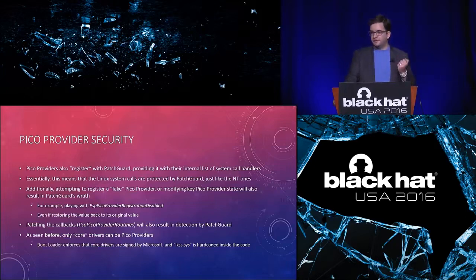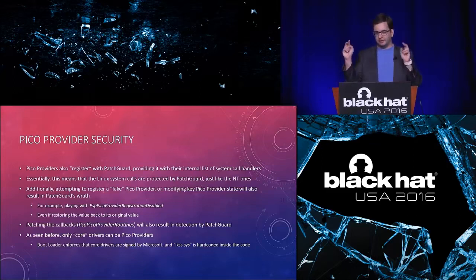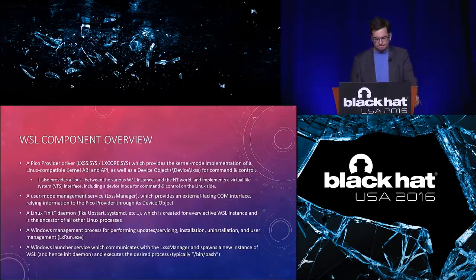Now, if you try to register a fake provider, PatchGuard will catch you. If you try to patch that Boolean that says, oh, no, registrations are enabled now, PatchGuard will crash you. If you turn the Boolean on and then turn it off, PatchGuard will crash you. And if you try to hook the Pico provider callbacks that the kernel saves, those are protected by PatchGuard as well. So there's a lot of security Microsoft put here to make sure no one shows up with their own Pico provider to hook your applications and do bad things to them. So people have to find ways around the PatchGuard implementation if they want to do that.